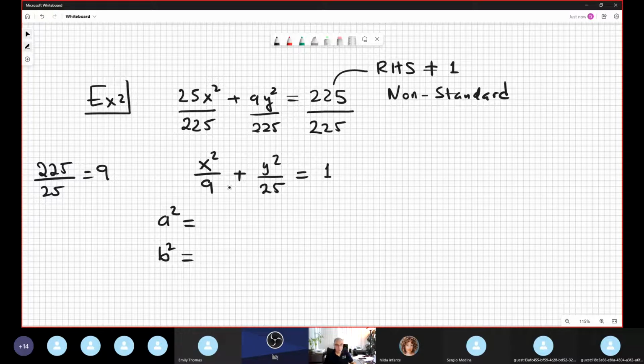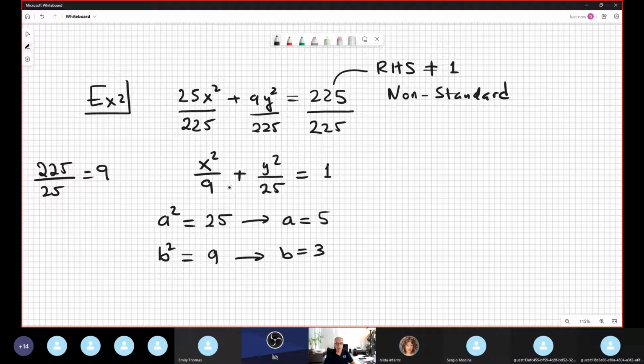Aha! a squared is 25. The only thing you need to remember is that you take the bigger number, which is 25, and associate it with a squared. a is bigger, b is smaller. Therefore, a alone is 5, and b alone is 3.